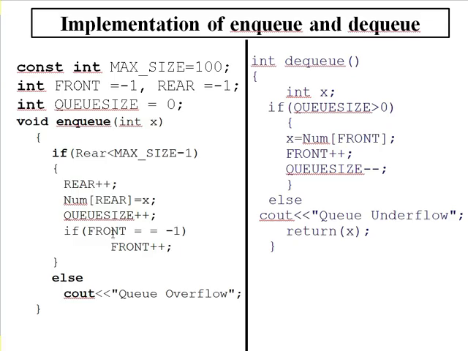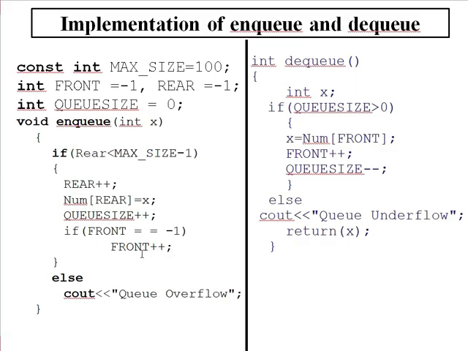And if the front is equal to -1, we should increment it. That is, if the front is still indicating that the queue is empty, we should change it because we have already added an element here. So after the addition of the element in the queue, we should check whether the variable front is still indicating that the queue is empty or not. If it is the case, we should increment the front.